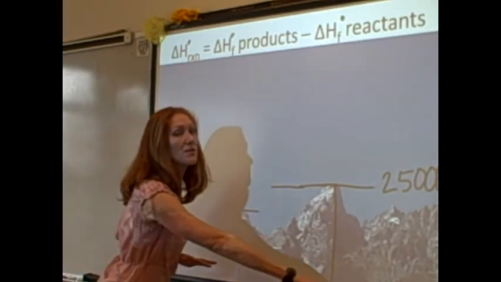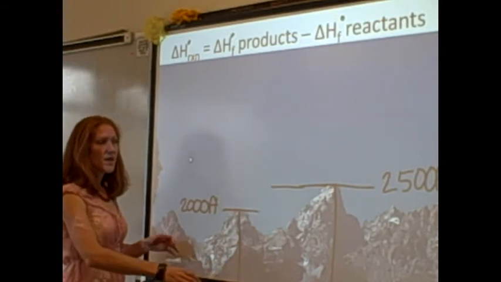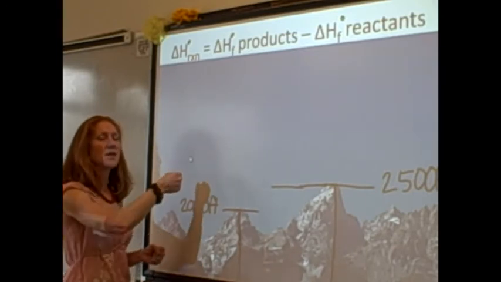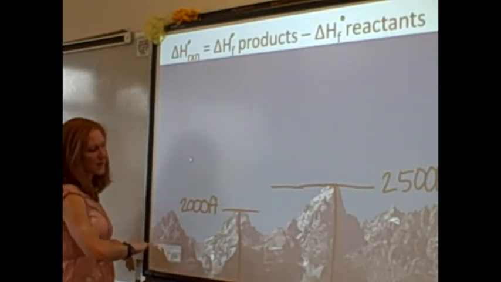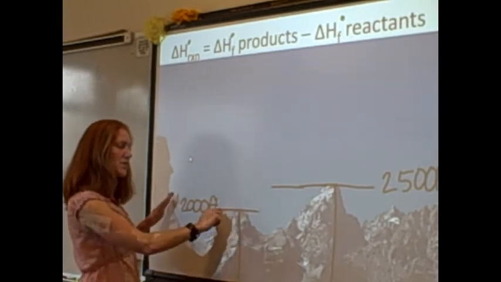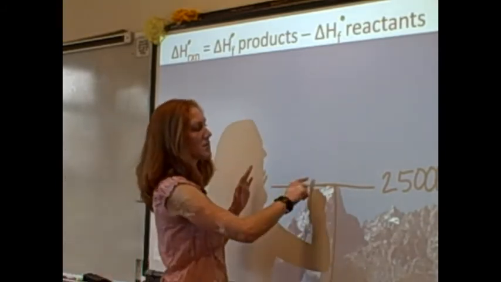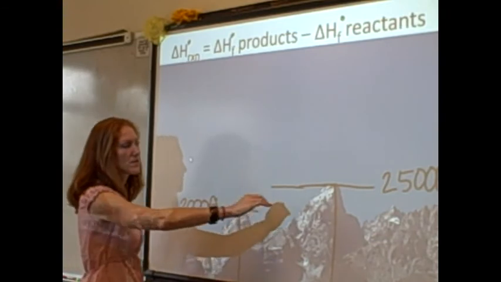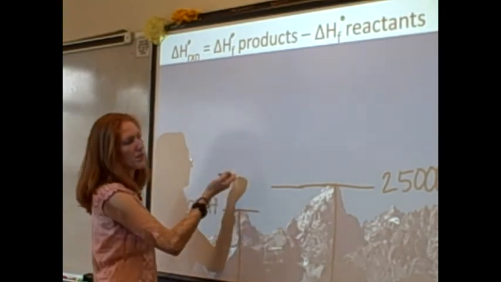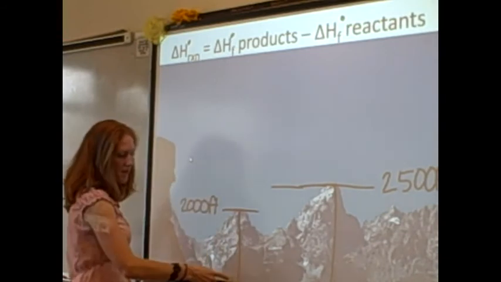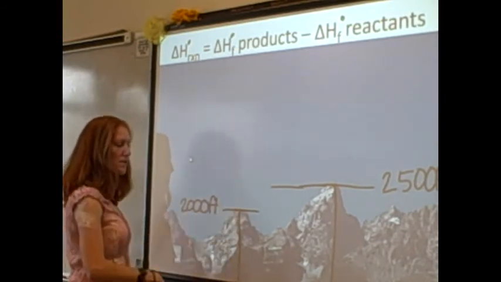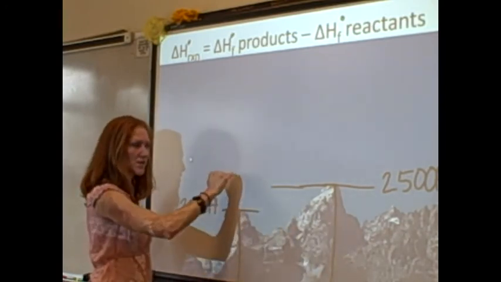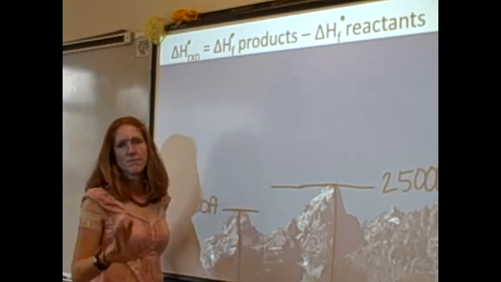So we have a baseline of 0 for all of the elements at standard states, and then we compare everything to those elements in the reaction. So we talk about the enthalpies of formation of all the reactants and products. So here we could be saying, this one is 2,000 feet above sea level, this mountain is 2,500 feet above sea level. So I look at the difference between the two. To go from this peak up to that peak, I have to go up 500 extra feet. Just like saying if a certain amount of enthalpy was given off from the reactants versus given off from the products, the difference between the two is that when you go from the reactants to the products, you are giving off an extra 500, let's say, kilojoules.